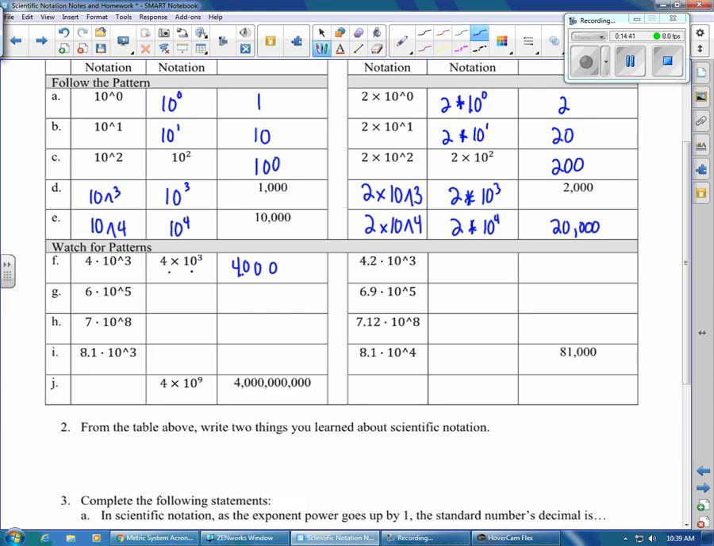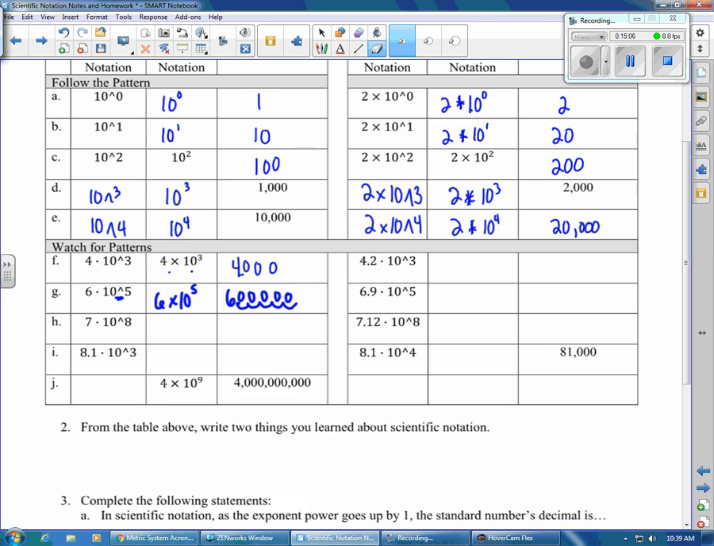The next one, 6 times 10 to the fifth power, caret 5. So it's going to be 6 times 10 to the fifth power. Again, my 6 is here. Decimal starts there, moving it 5 times. 1, 2, 3, 4, 5, fill in with zeros, and that's going to be 600,000.